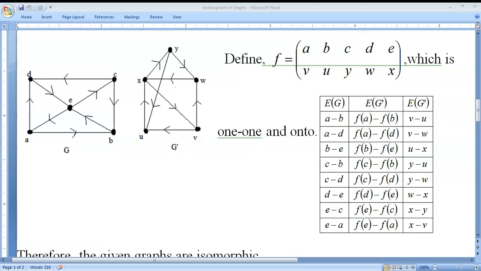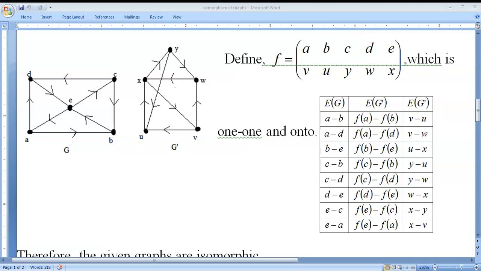Okay, for D, the in degree is 2, out degree is 1. For W, also the same in degree and out degree. For E, from the first graph, the in degree is 2, out degree is 2. For X, the in degree is 2, out degree is also 2.